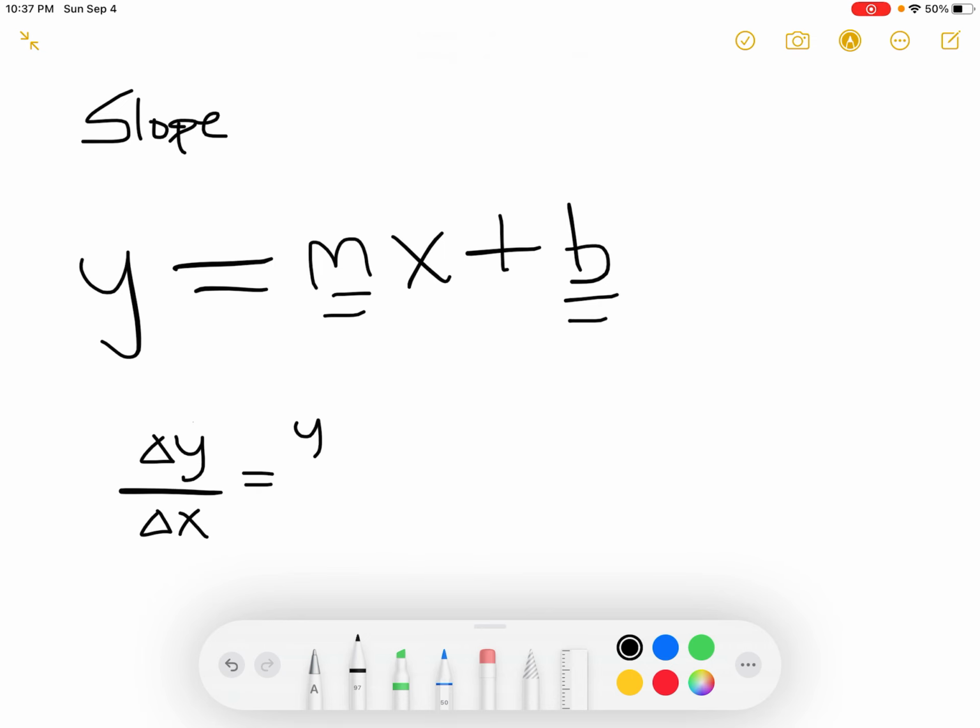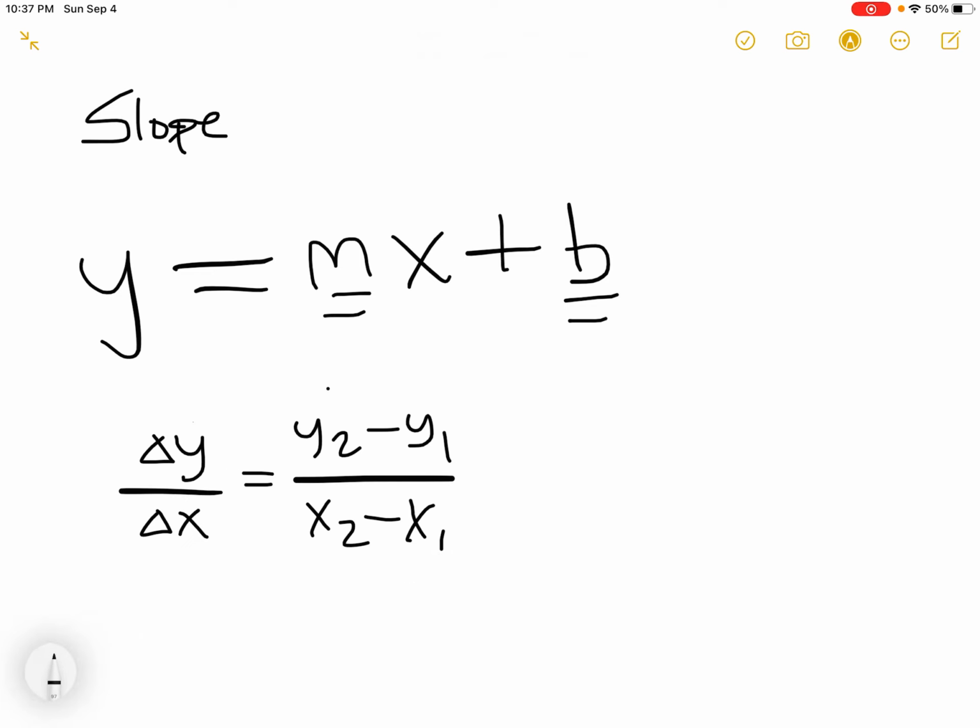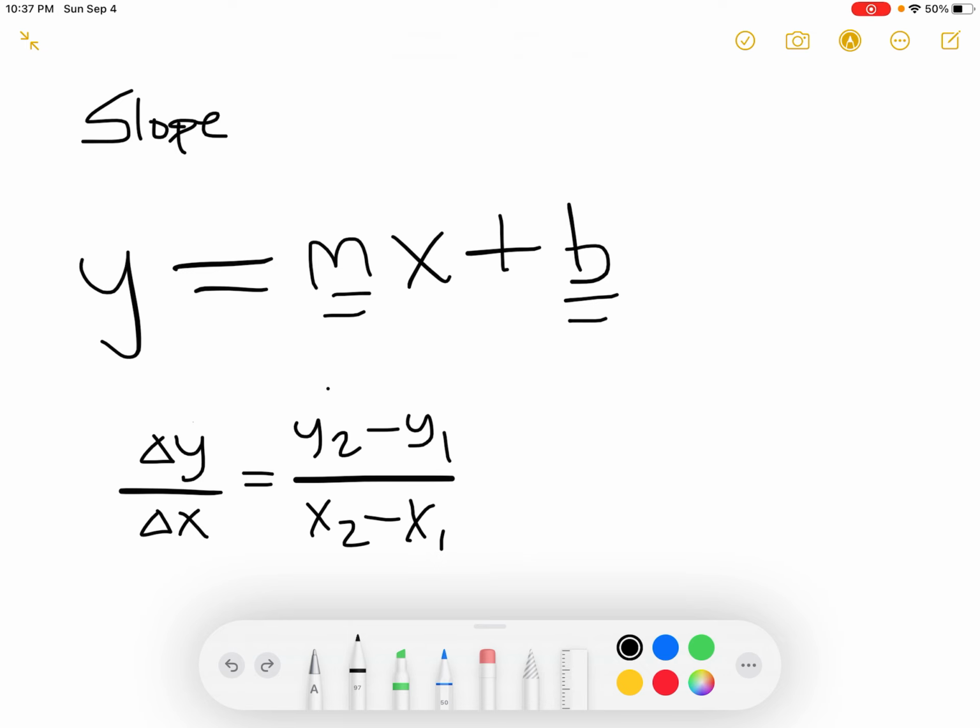So essentially, this divided by this. So whenever you have a change in something, it's the final thing minus the initial, or always basically the 2 minus the 1. So this is the slope formula that equals that basically.